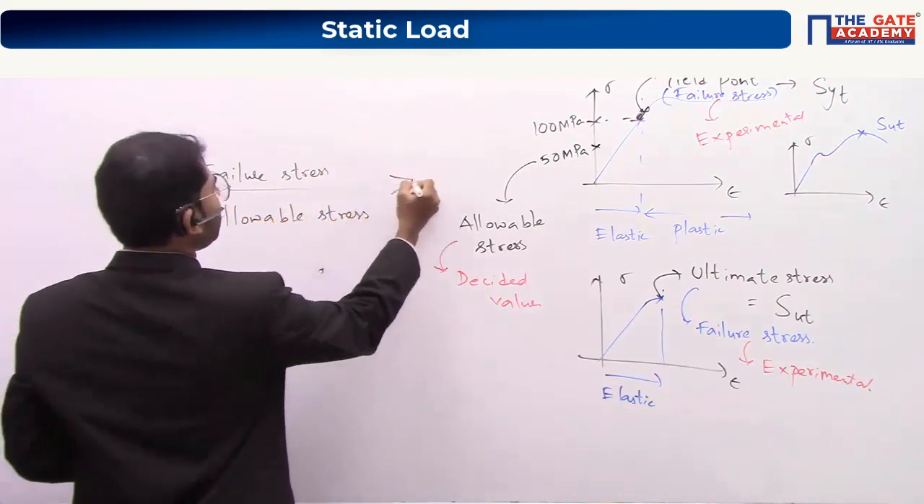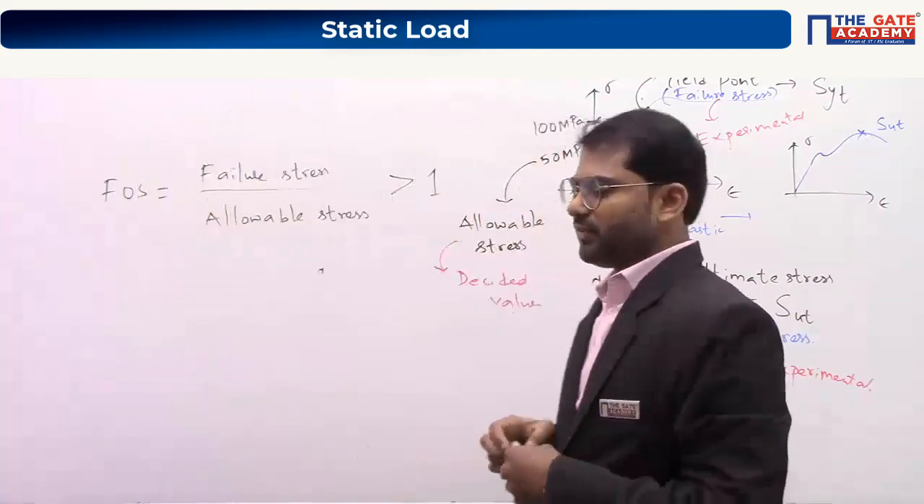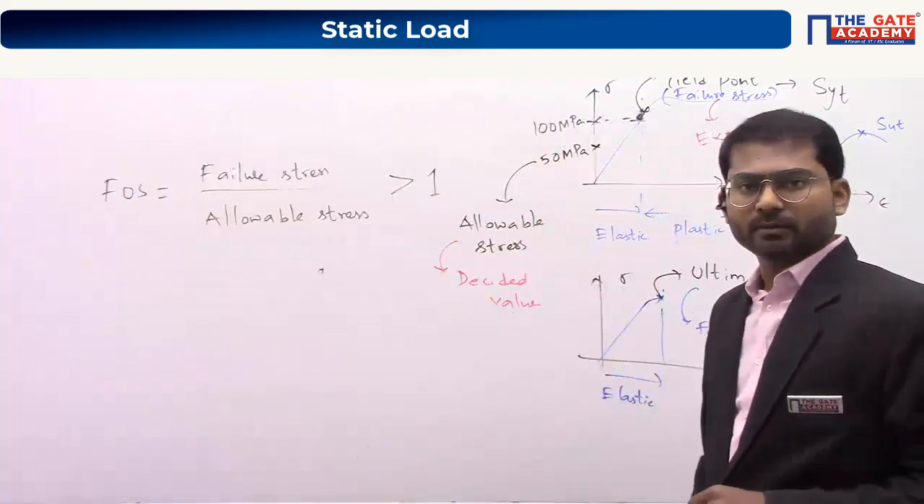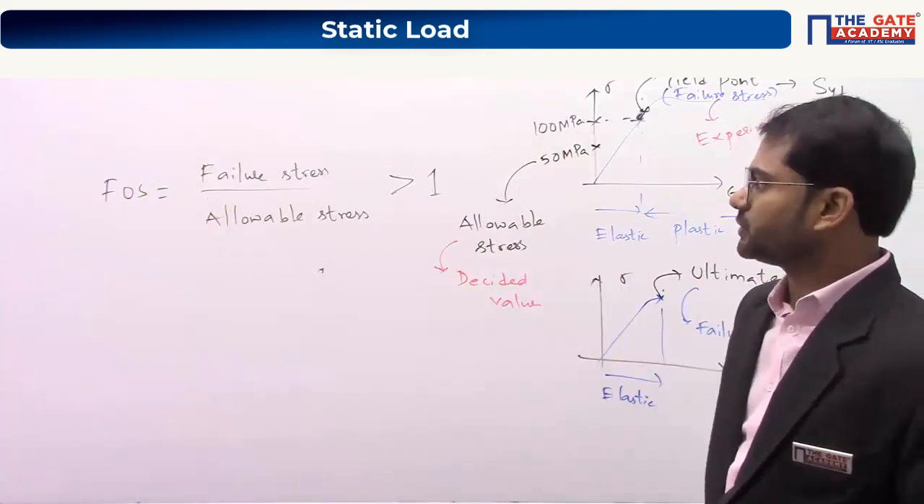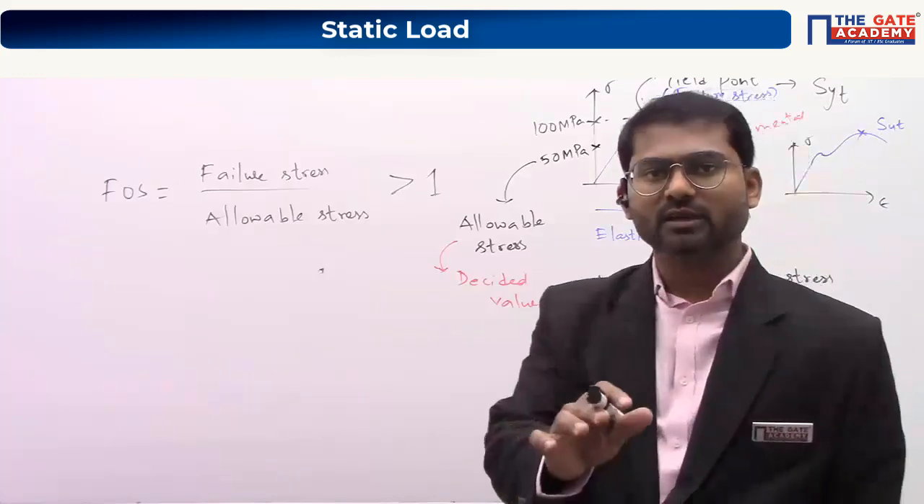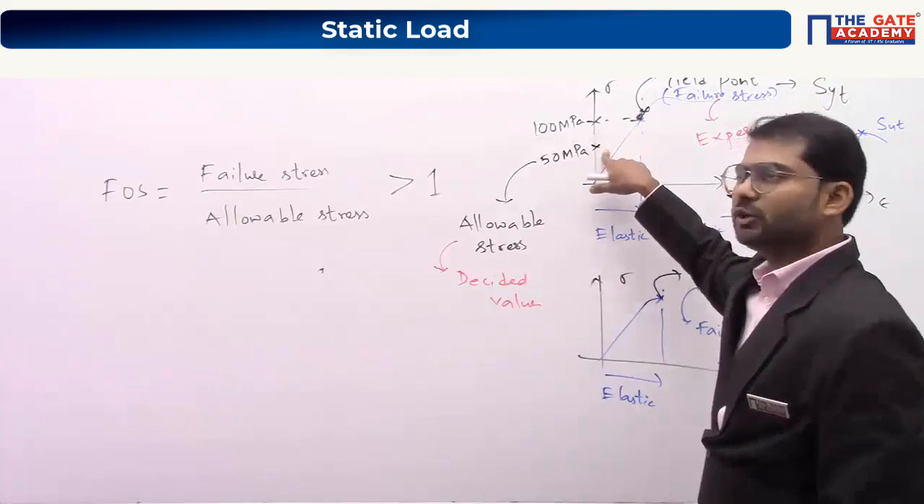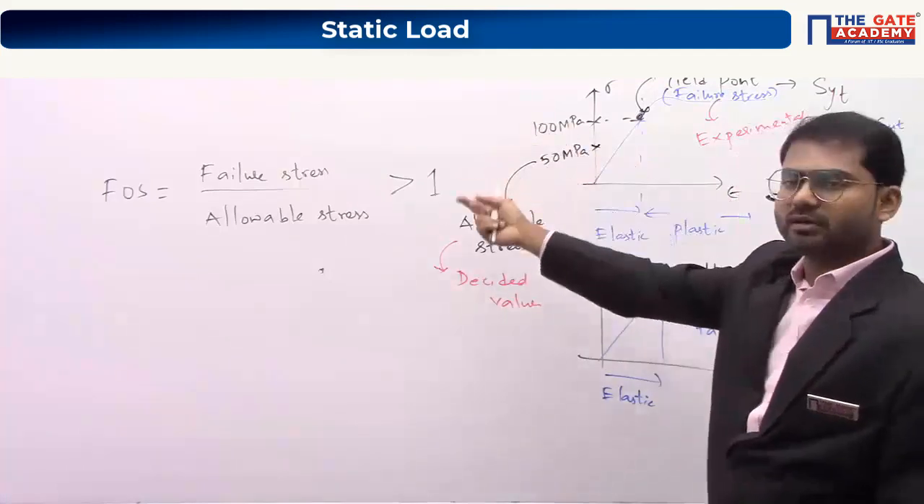And always keep in mind, this factor of safety should always be greater than 1. Kindly keep this in mind. Factor of safety is equal to failure stress by allowable stress, and it should always be greater than 1. Why? I already told you, allowable stress will be lesser than failure stress, so this fraction should always be greater than 1.